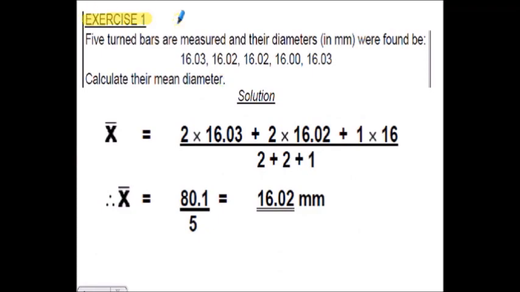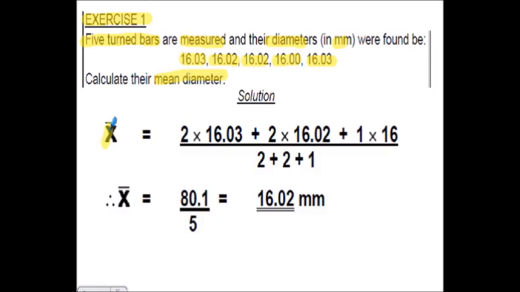Exercise 1 here. Exercise is related to calculating the arithmetic mean. We've got 5 machine bars. The turned bars here are measured and their diameters in millimeters were found to be 16.03 millimeters, 16.02 millimeters, 16.02 millimeters, 16 and 16.03 millimeters. We've got to find their mean diameter.